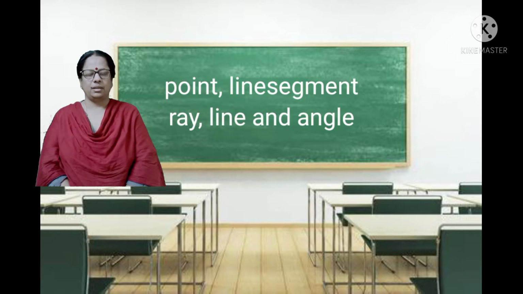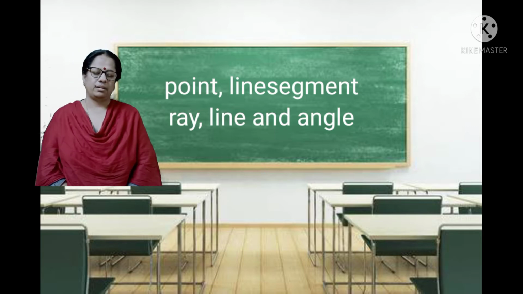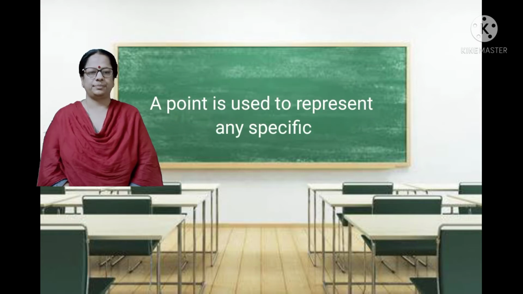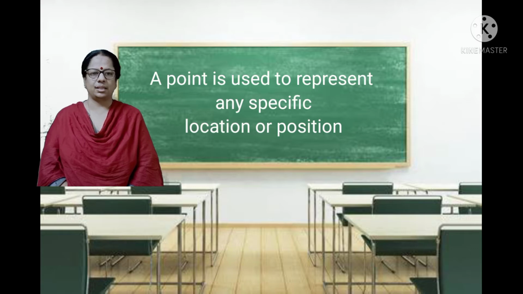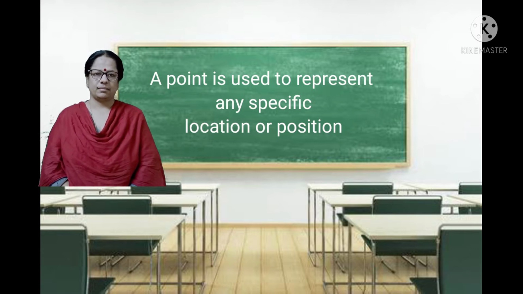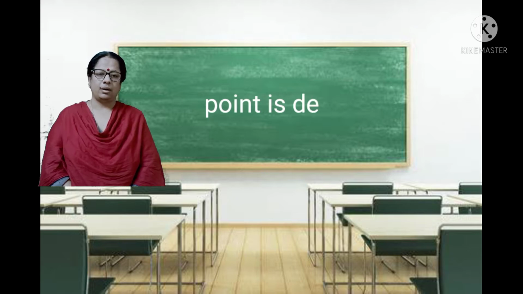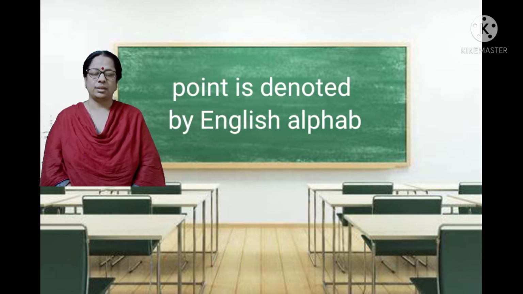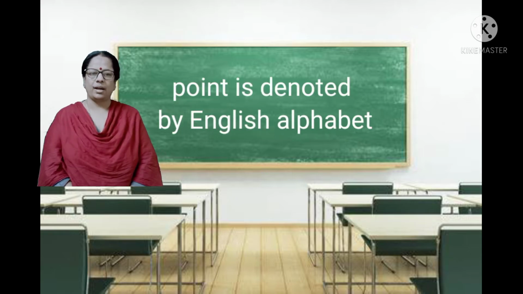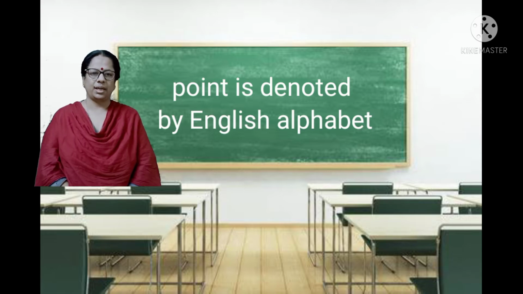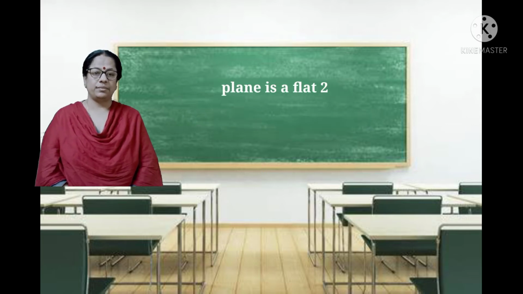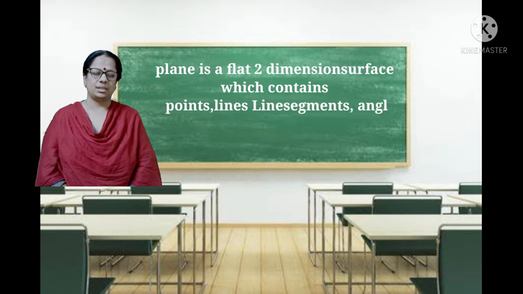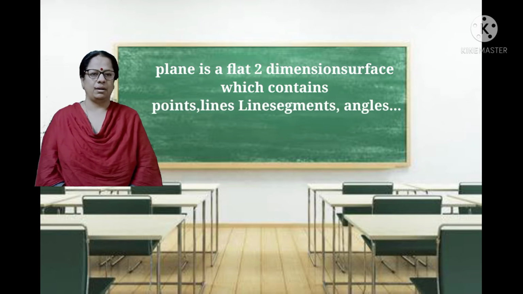So children, how can we define a point? We are using a point for locating a position. In a plane we are locating some positions, so we are using points. And all points are denoted by capital letters. Then what is a plane? A plane is a surface where we are drawing. It may be a page, a blackboard, a wall, etc.